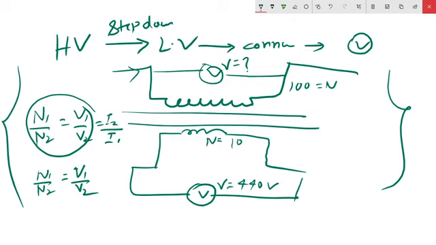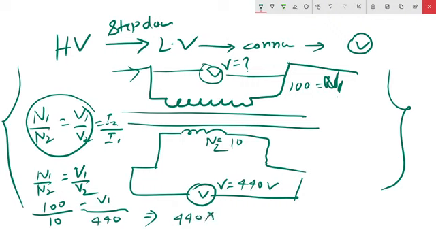The n1 value we know. Always consider 1 for the primary coil and 2 for the secondary, and the n2 value we know. So n1 is equal to 100, n2 is 10. The primary voltage we don't know. The secondary we know, 440. By making a cross multiplication, 440 into 100 is equal to 10 v1.